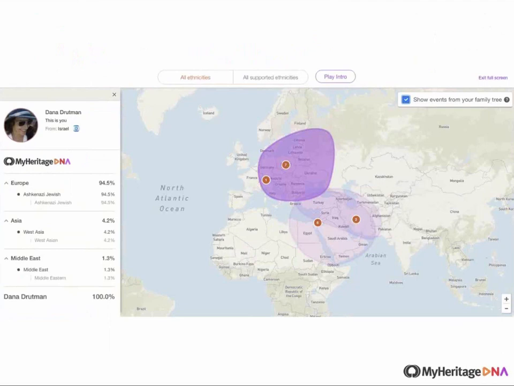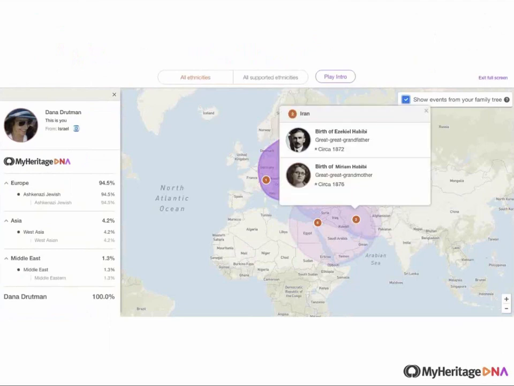I can go on each of those circles with a number and I can press them and I can see which events are related to them. So I can see here the information that was taken directly from my family tree at MyHeritage and the information that I have on those direct ancestors that I have in my tree.